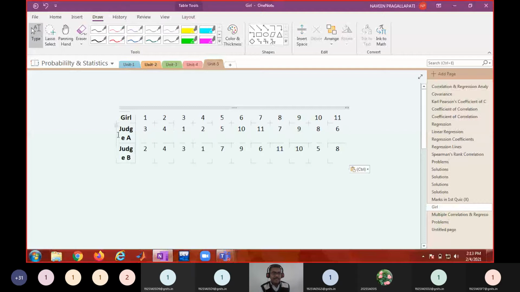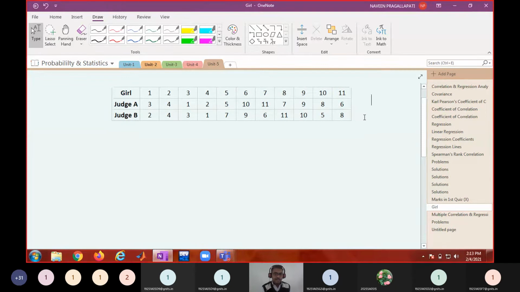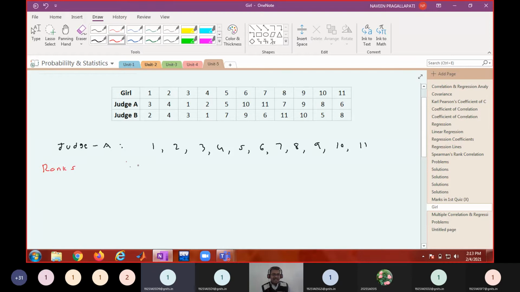Okay, so this is the data given, right? What is Judge A? Judge A ranks, in increasing order, means 1, 2, 3, 4, 5, 6, 7, 8, 9, 10, 11. And what rank will you give to 1? One only, sir, there are no repetitions, and he himself is telling that these are all ranks. It is not like 20, 30, 17.